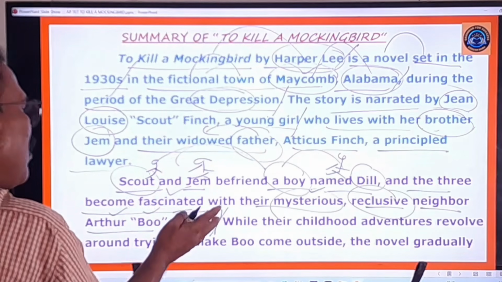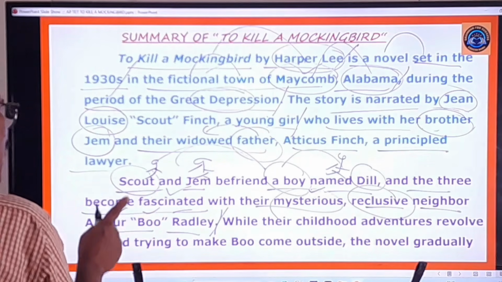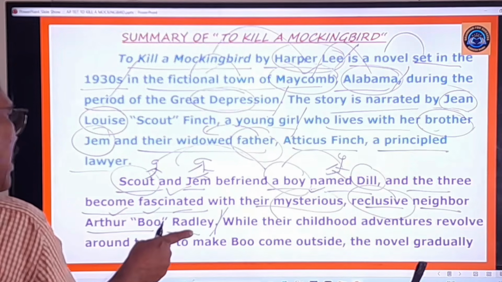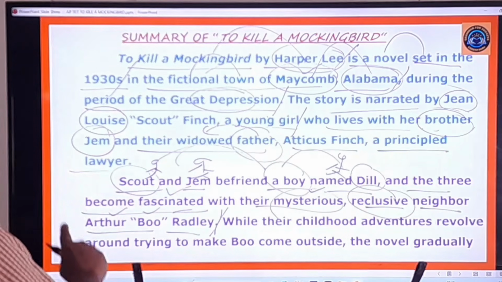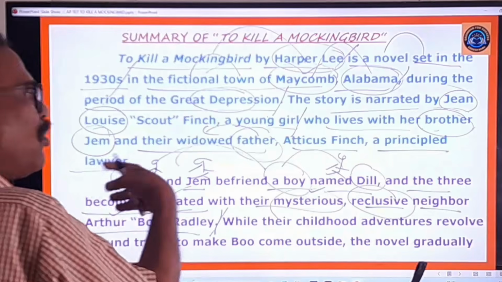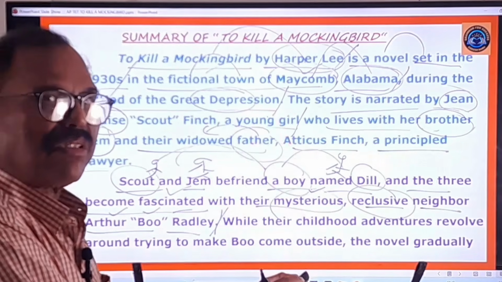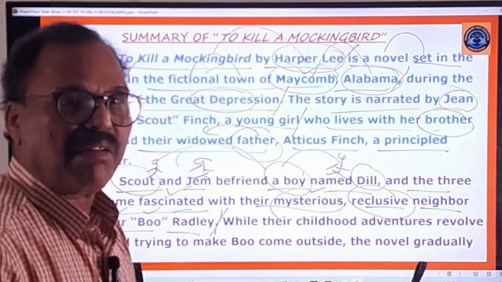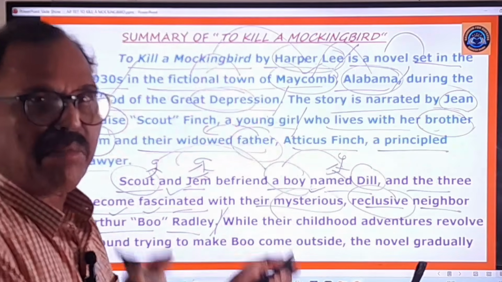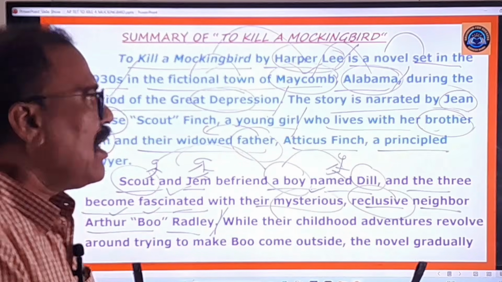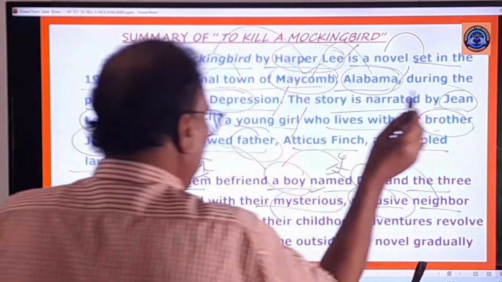So they were all very much fascinated by the life of this Arthur Boo Radley, who was very mysterious to these children. He was also a reclusive neighbor. He was a lone neighbor. He wouldn't come out of his house and he wouldn't mix with the neighbors. He wouldn't talk to anybody in the locality. So that's why he was called a reclusive neighbor.